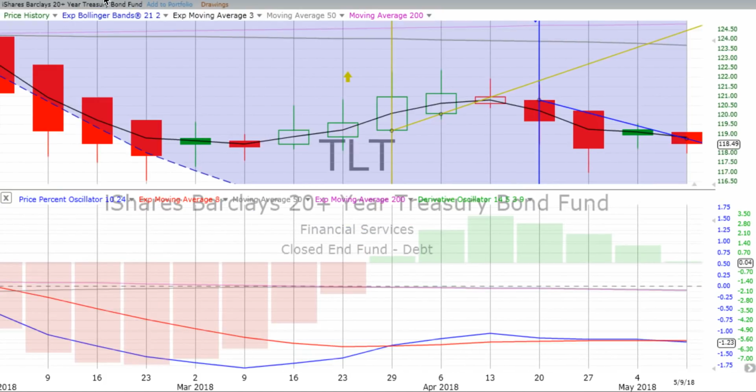Okay, let's check out on the weekly chart TLT 20-year bonds.